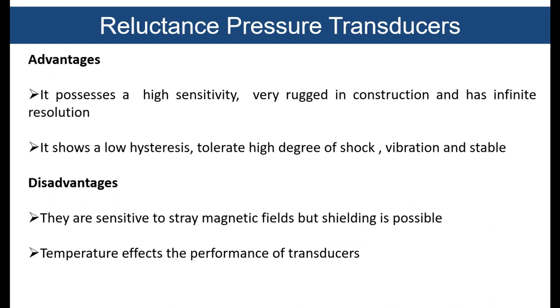In disadvantages, we have this: they are sensitive to stray magnetic fields, but shielding is possible. With shielding, we can prevent stray magnetic fields from affecting the coil. Parallelly, temperature affects the performance of the transducer here also. As we have seen in the strain gauge pressure transducer, temperature is one of the factors affecting its working mechanism. In this also, the reluctance pressure transducer is affected by the change in temperature.